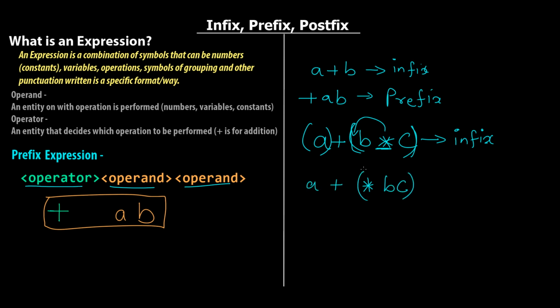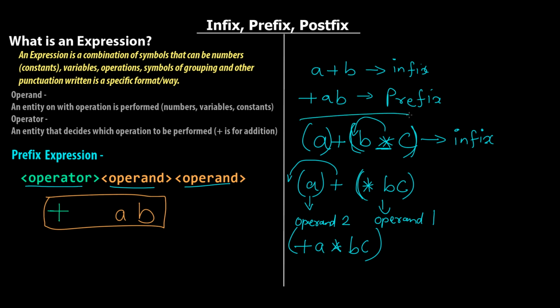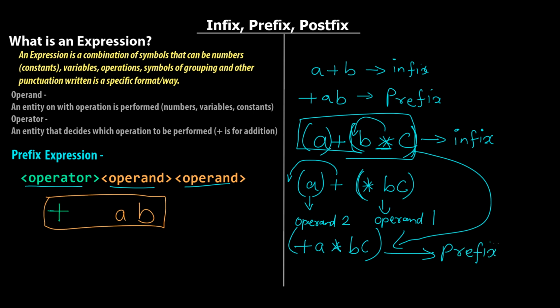Now this entire expression becomes operand 2, and a is operand 1. So again we have to take this plus ahead to make it completely prefix. So we have plus a star b c. This is how the infix expression looks in prefix. I'll explain the conversion in detail in future videos; this was just to show how it would look in prefix format. Now let's look at postfix also.